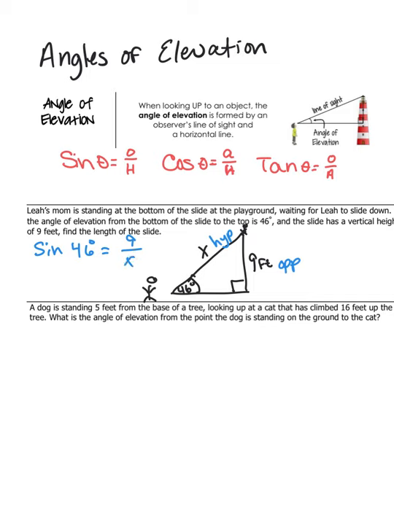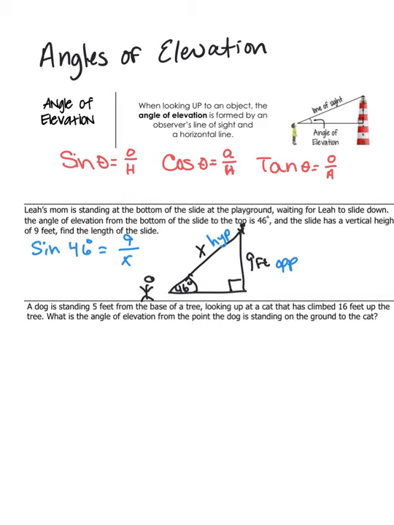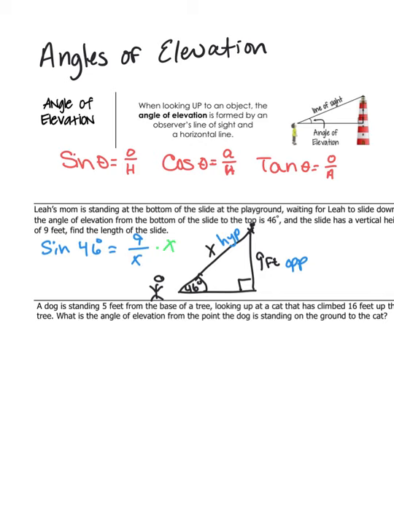So when I have a variable in the denominator, this is going to give me a two-step problem. The first thing that I'm going to do is multiply both sides by the denominator so I can get the variable out of my denominator. Multiplying both sides by x, I have x times the sine of 46 is equal to 9.